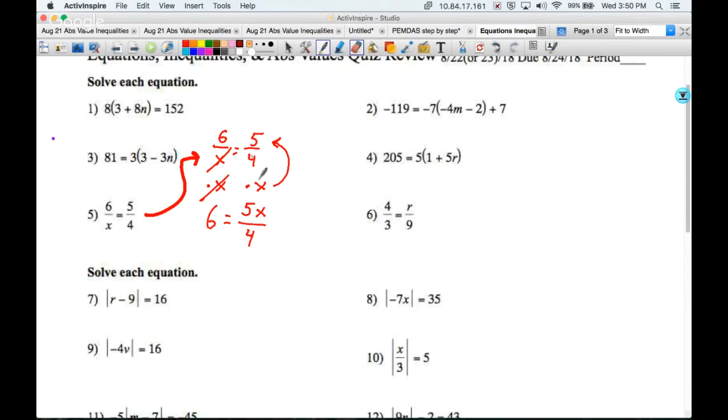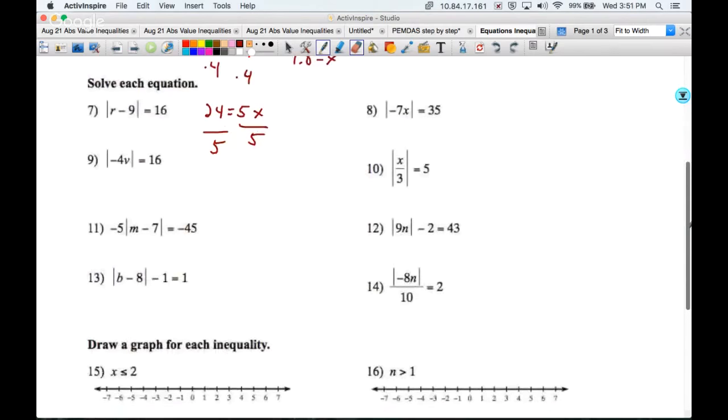To keep solving this, moving things away from x, I'd want to multiply both sides by 4. Now I've got 24 equals 5x. Divide both sides by 5, and I get 4.8 equals x. So yep, that checks out.